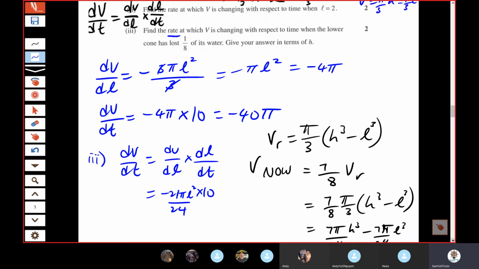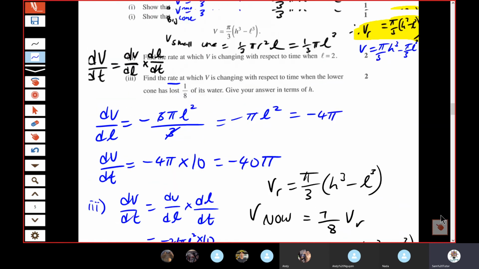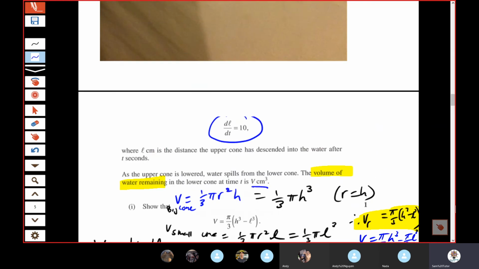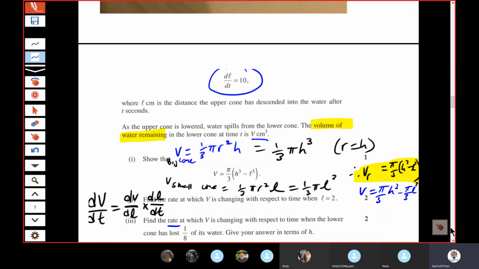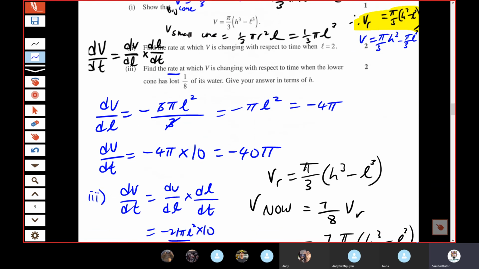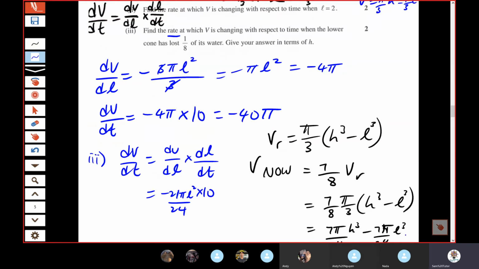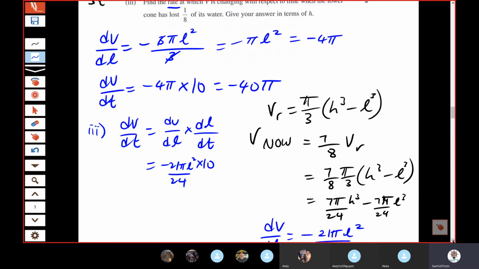Find the rate at which V is changing when the lower cone has lost an eighth of its water. But what do we know? Hold on, let me just think. I need a relationship somehow. I'll give you an answer in terms of H. Oh, good, very good. So L, I need a relationship between L and H. And what do we know?